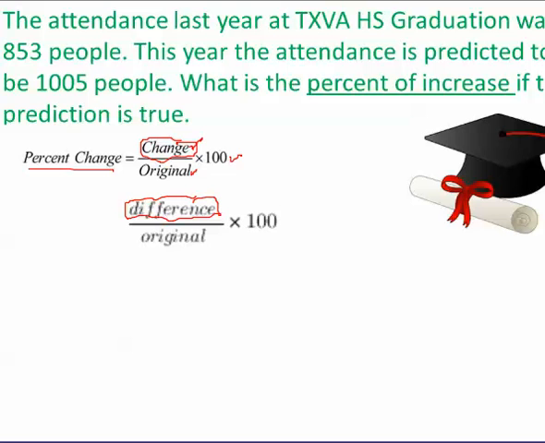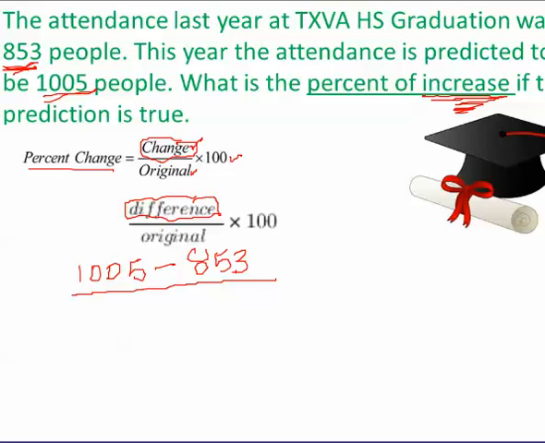The attendance last year at TXVA's high school graduation was 853 people. This year, the attendance is predicted to be 1,005 people. What is the percent of increase? And sometimes you're looking for percent of decrease. We'll talk about that in a minute. But when you see percent of increase, you think, I need to take the two numbers and find their difference. So in my case, it's going to be 1,005 minus 853. Once I do that subtraction, I will divide by the original amount, which in this case is 853, and then multiply by 100. So it looks like a lot, but it's not too bad.